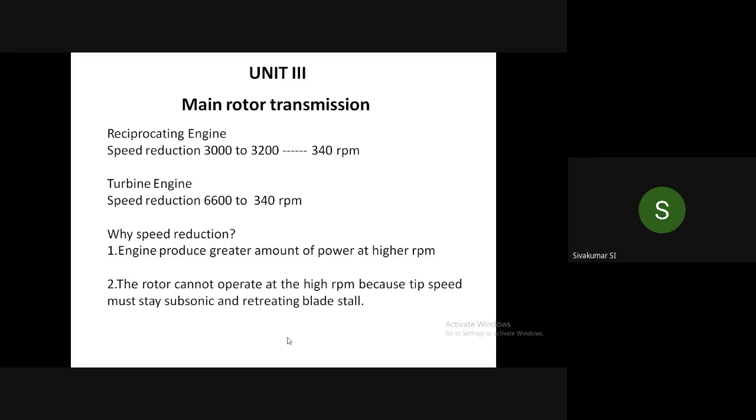Because when you cannot operate at higher RPM, the tip speed may stay at such a level. You want to keep the tip speed of the blades below that, at subsonic. Otherwise, there will be a stalling of the blades. If you study compressor blade stall, the same thing happens here: the blade is stalling. So simply they won't be producing any lift from the aerofoil section.